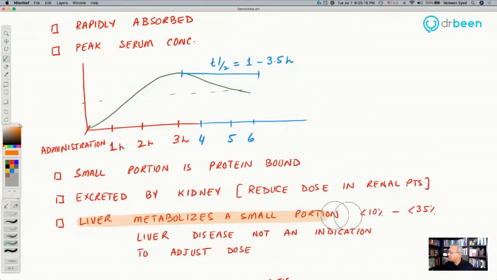The liver metabolizes about 10 to 35% of this drug, mostly less than 10 or less than 35. Because of this, people with liver disease do not need a dose adjustment, because the liver's role in metabolizing this drug is smaller.